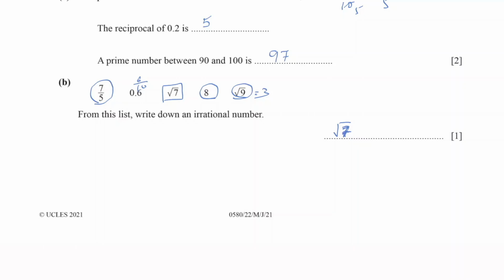Okay, so the rest we can all write in the p by q format. 8 can be written as 8 by 1, 0.6 as 6 by 10, and root 9 can be written as 3, and that can be written as 3 by 1. So root 7 cannot be written that way. It will give me some decimal answer, and that cannot even terminate. Okay, so let's move on.